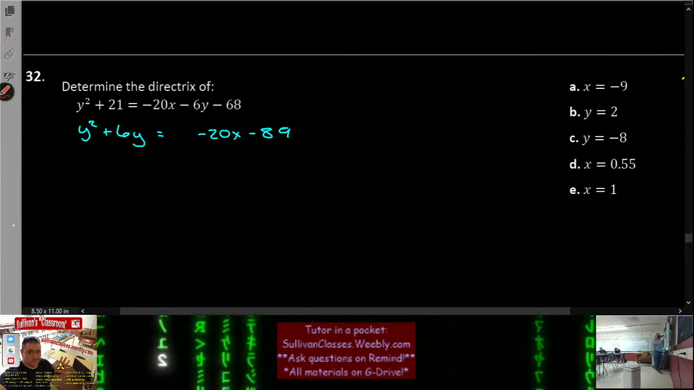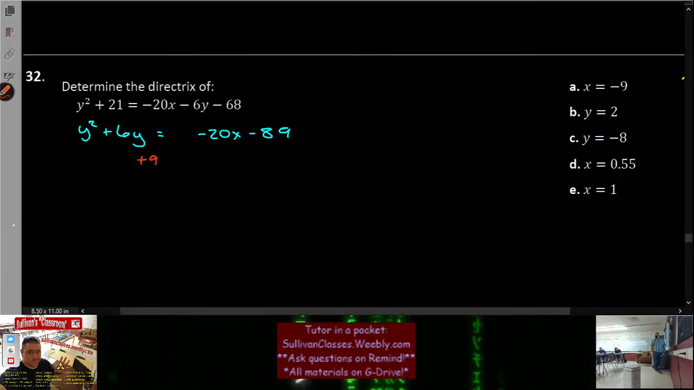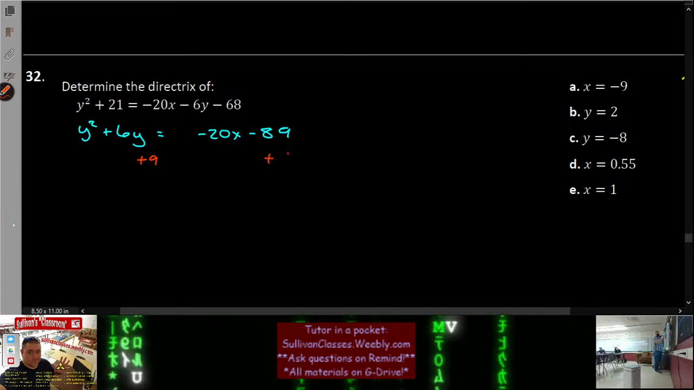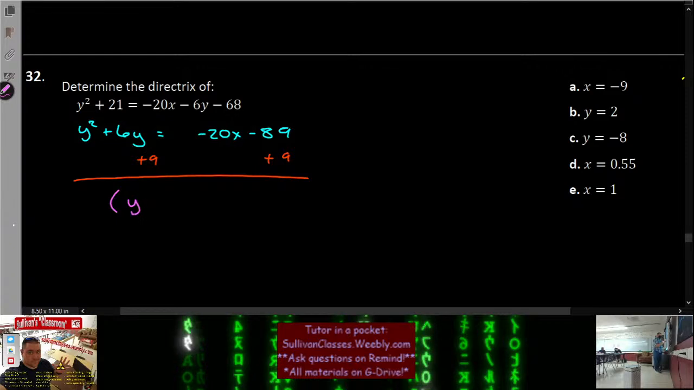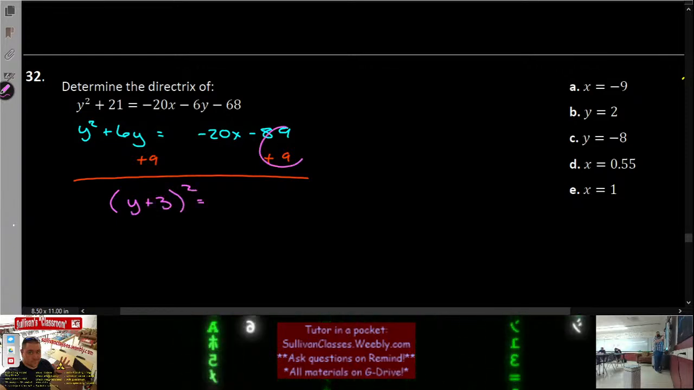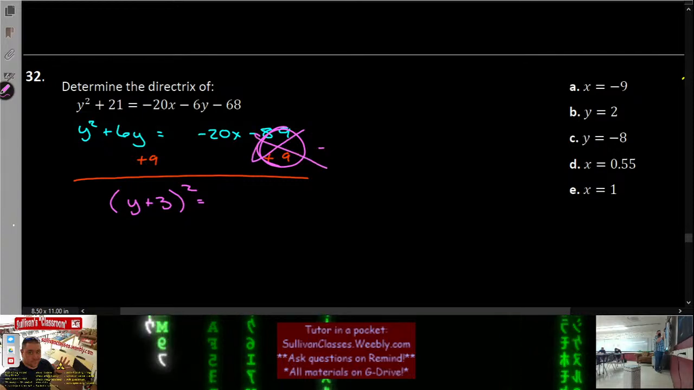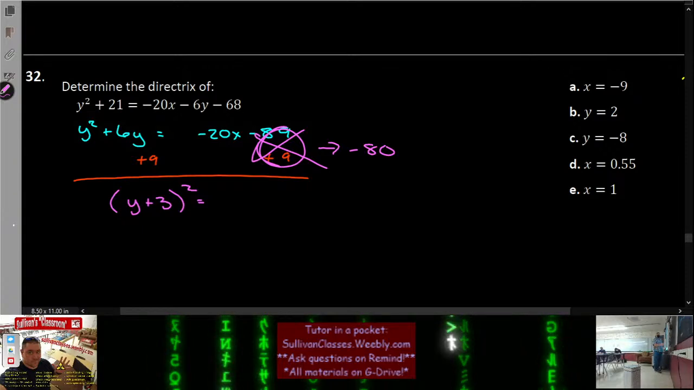Half of 6 is 3. 3 squared is 9. Did I really add 9? No. Yes. Just checking. So we'll have y plus 3, the quantity squared is, yes, this is a negative 80, but make sure that you separate that 4p value.